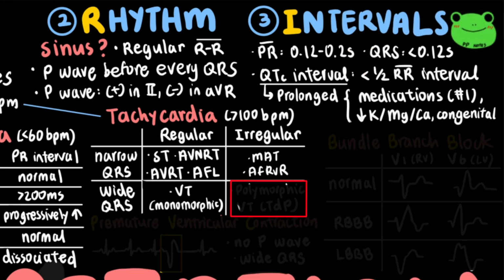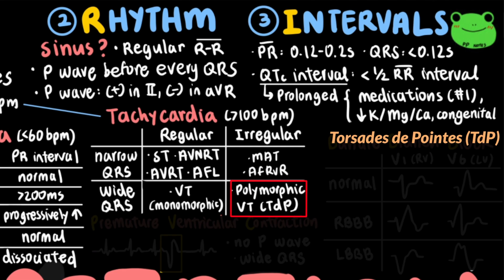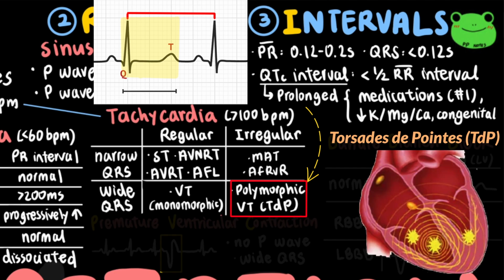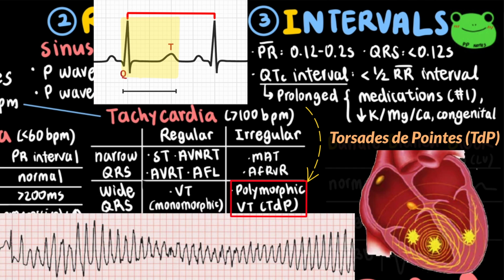Finally, wide complex and irregular tachycardias. The most classic example is polymorphic ventricular tachycardia, including torsade de pointes, which means twisting of peaks in French. It is usually triggered by the QT prolongation mentioned earlier. A prolonged QT interval increases the risk of early afterdepolarizations, which can give rise to abnormal ventricular beats, where the QRS complexes gradually change their amplitude and appear to twist around the baseline.